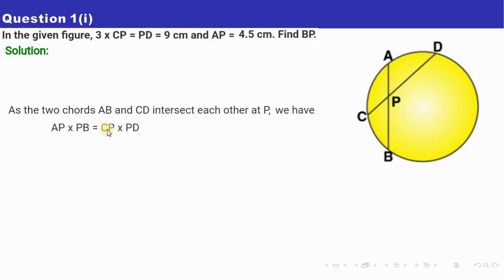Yes, we have AP. Do we have CP? No, we don't have CP, but we have 3 times CP given to be 9. So definitely I'll be able to find CP as well. And do we have PD? Yes, PD is also given to be 9 centimeter.